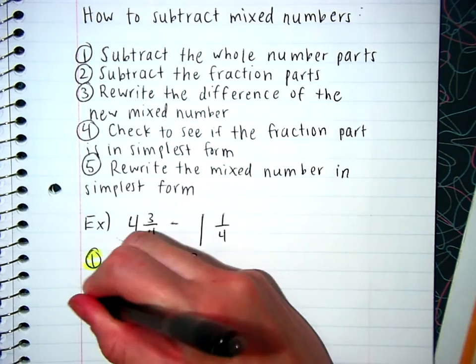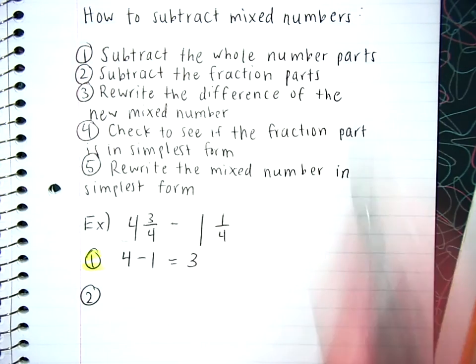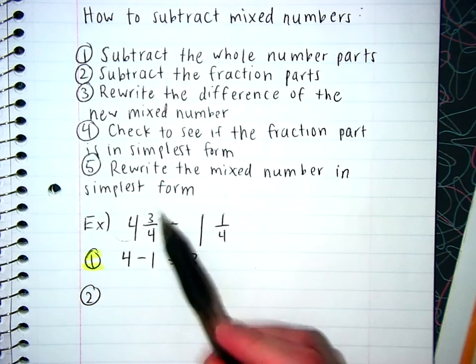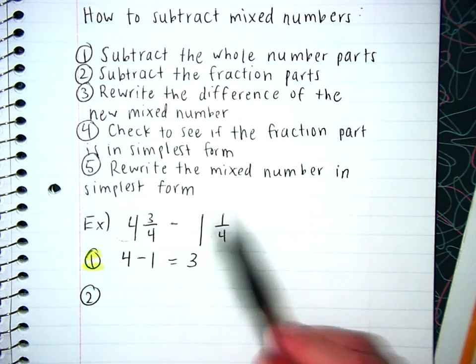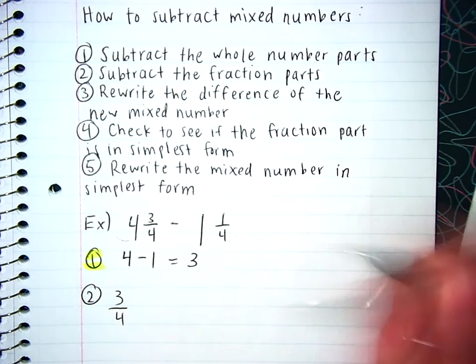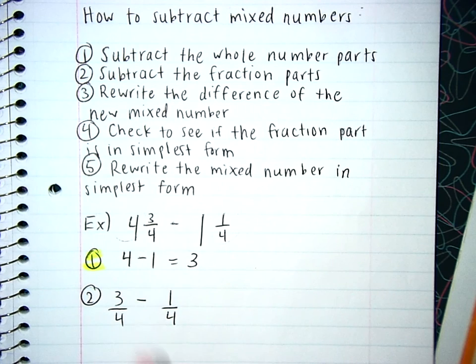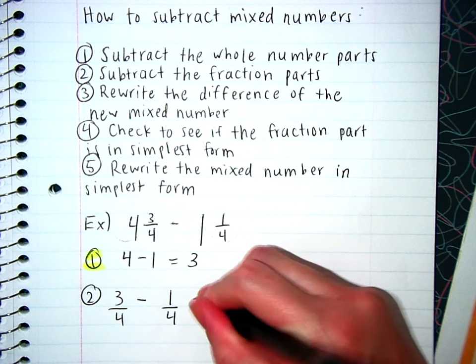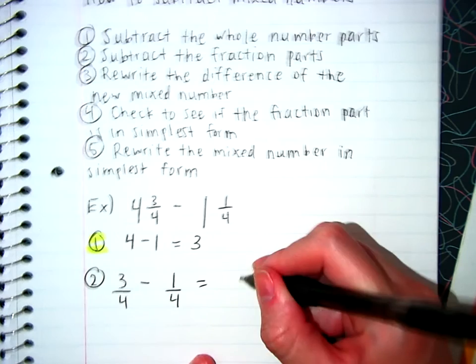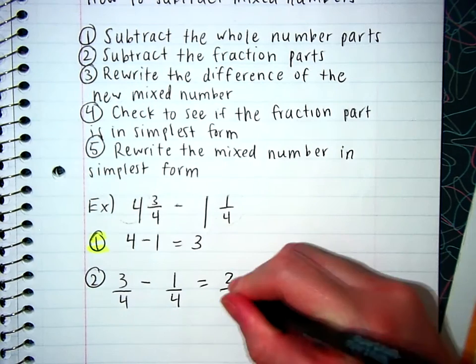Then let's move to our second step. Our second step is to subtract the fraction parts. Here's my first fraction part and here's my second fraction part. So we have 3 over 4 minus 1 over 4. Remember, when we are subtracting, you only subtract the numerator and you leave the denominator the same. So 3 minus 1 equals 2. Keep the denominator the same, and it is 4.